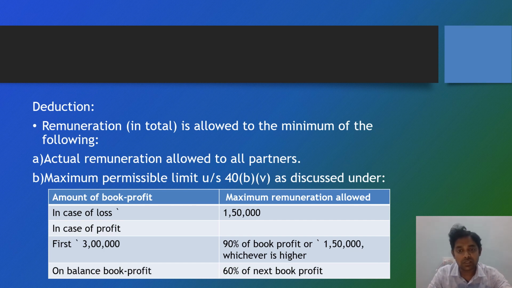In case of loss, maximum remuneration allowed is 1.5 lakh. In case of profit, on the first 3 lakhs, 90% of book profit or 1.5 lakh, whichever is higher. On balance book profit, 60% of the balance book profit is given.